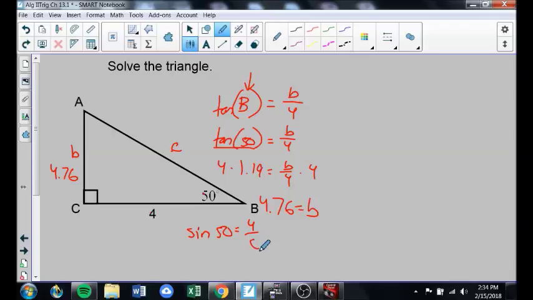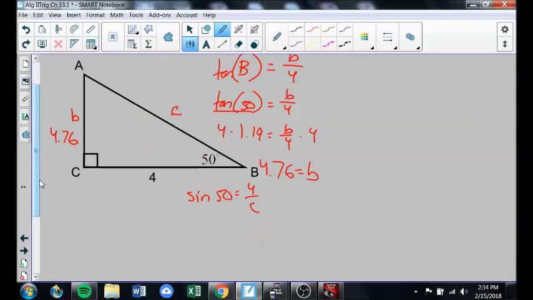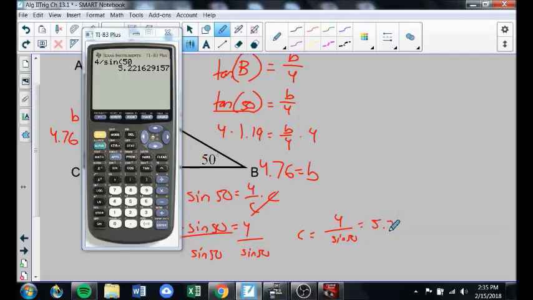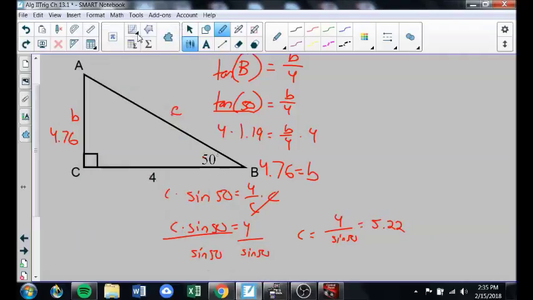Now, to solve this, you multiply both sides by c to get rid of the variable on the bottom. So I'd have c times the sine of 50, and remember sine 50 is just some number, equals 4, because these would cancel. Then divide both sides by the sine of 50. So c equals 4 divided by the sine of 50, whatever that is. And you're going to get 5.22. I should say about equal to. C here is 5.22.